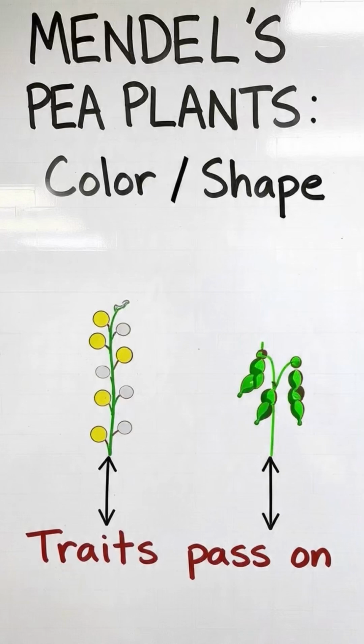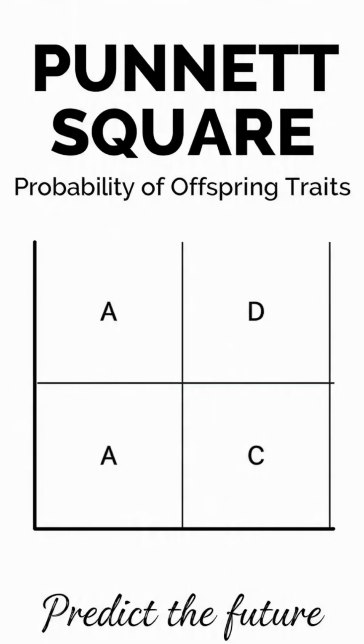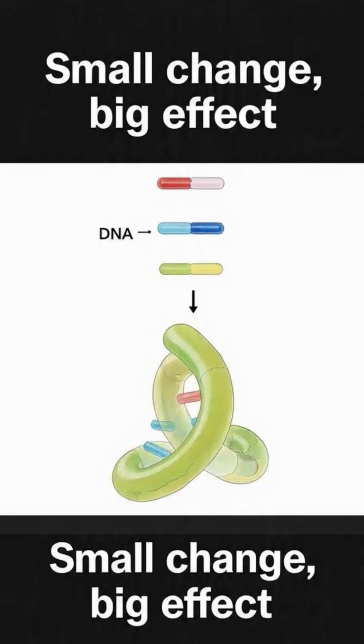Other slides cover mutations, which are small changes in DNA that can have big effects, and crossing over in meiosis, which increases diversity. Human trait diversity like eye and hair color is also included. These slides help students understand how traits are inherited and why organisms look different.